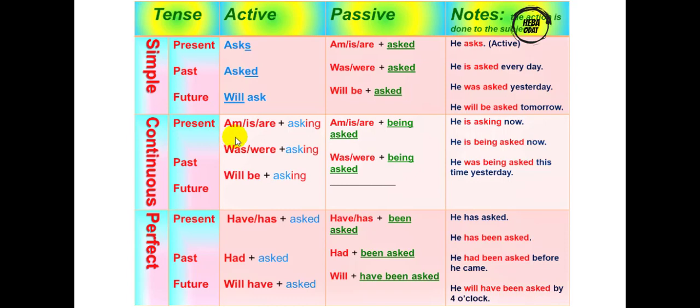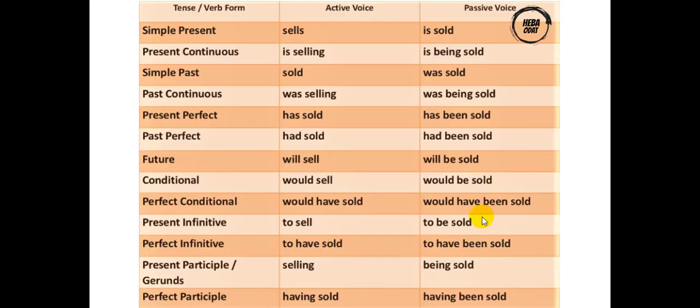If it's present progressive, I add verb to be, am, is, or are, plus being, be and ing, and then the participle of ask. He is being asked. If it's past progressive, then I add either was or were, plus be and ing, and the participle of ask. He was being asked. Please pause the video and have a look at this slide and check all the tenses and how I changed them from active voice to passive voice.